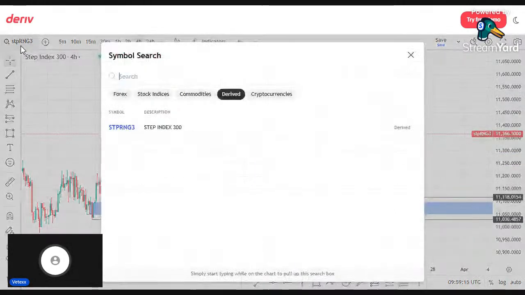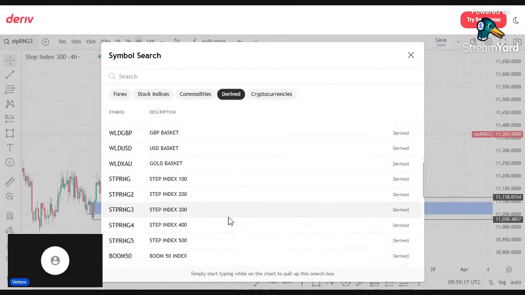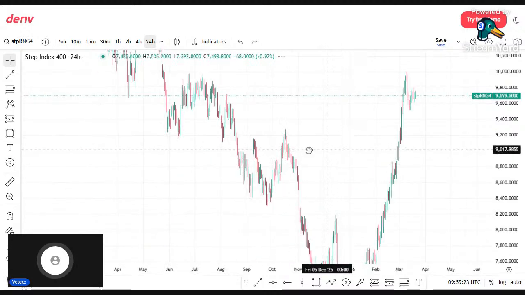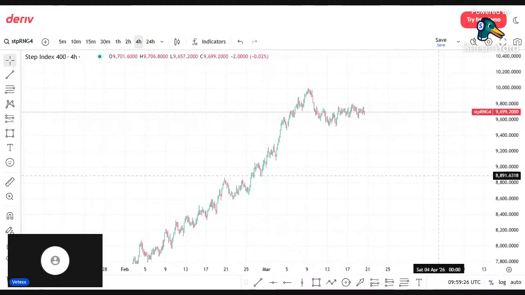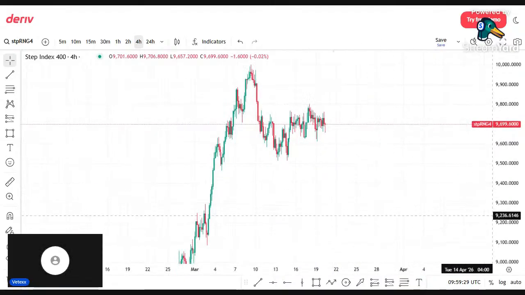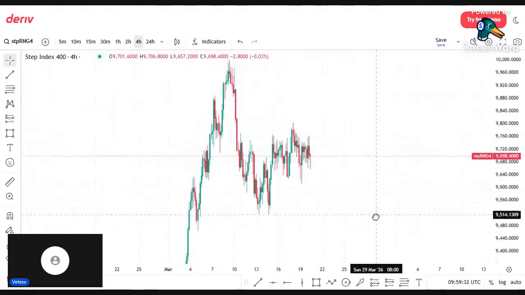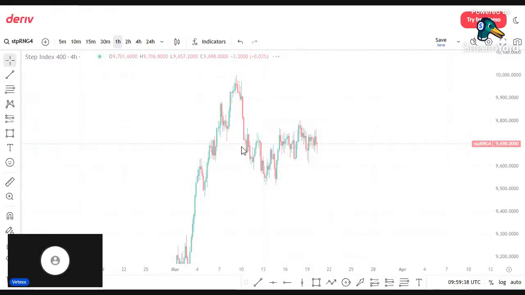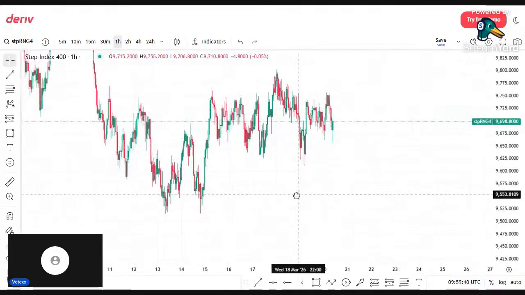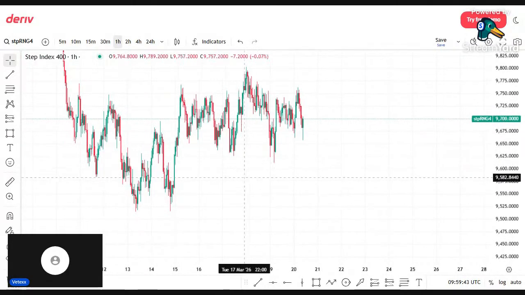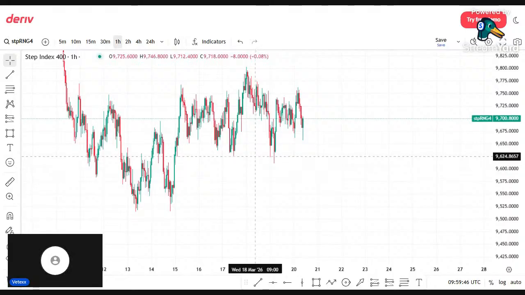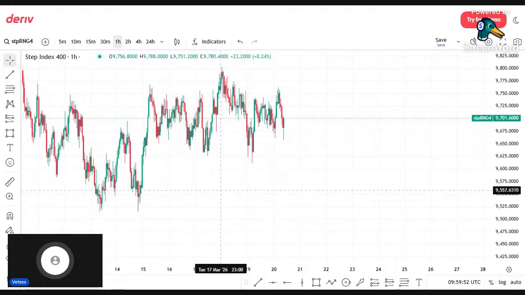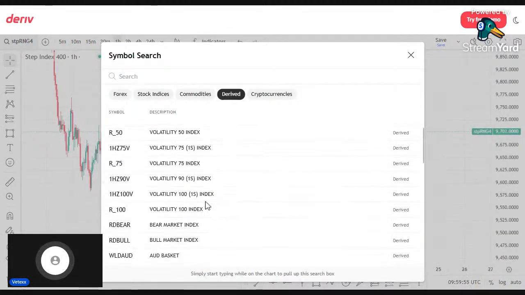The next is what, step 400. What do you have on step 400? Starting from the 24-hour time frame, step 400 is bullish. All right, on the 4-hour time frame, do we have a continuation setup? We don't have a continuation setup yet. On the 1-hour time frame, do we have anything? We don't have anything on the 1-hour time frame. So we'll go to step 500.